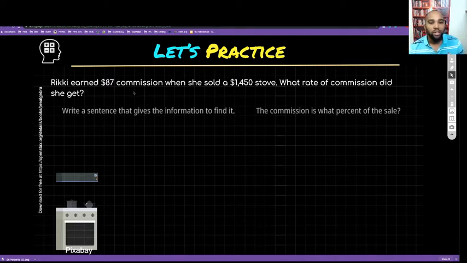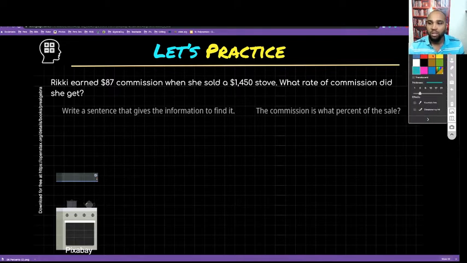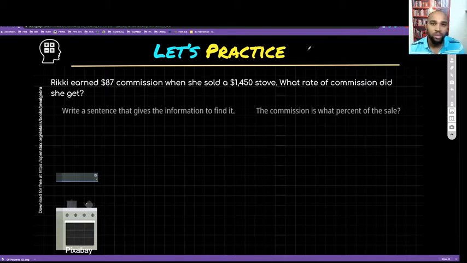Ricky earned $87 commission when he sold a $1,450 stove. What rate of commission did he get? So what's the rate that he's using to get that? So let's look. They told us it was 3% last problem, but we've got to figure out what the rate is this time. So the commission is what percent of the sale? The commission, $87, is what percent? We don't know that part. Of the sale of $1,450.